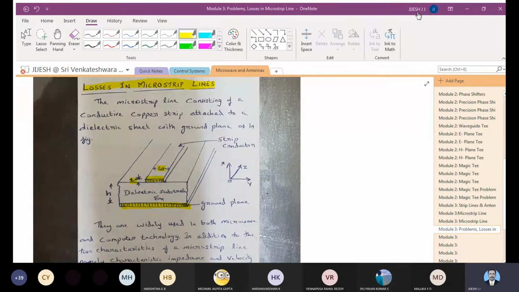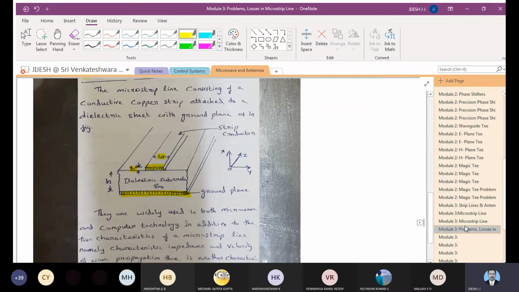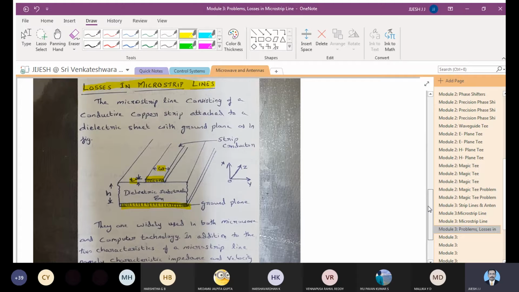So all of you can just write down these basics which you have already studied before. We are going to use these concepts in order to find out the losses in microstrip line. So write down the heading: losses in microstrip line.